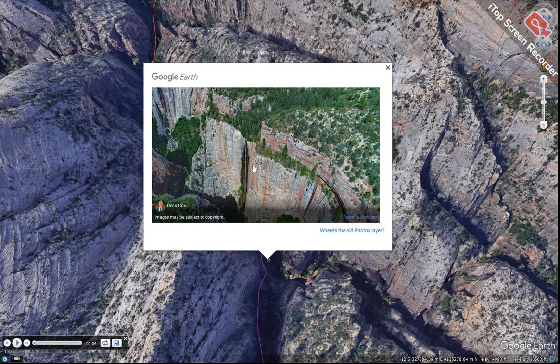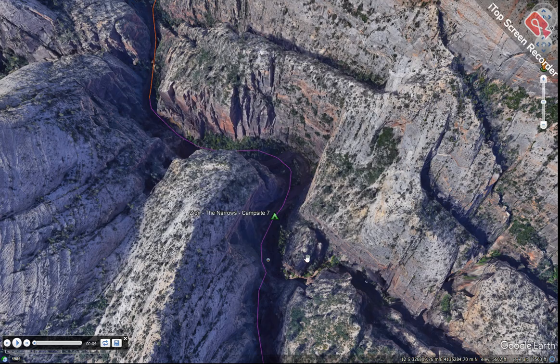Oh, looks like somebody got a drone. By the way, drones are not allowed unless you get special permission and you have an FAA license. I know because I got busted one time. Oh, all right, that's a nice, pretty shot there. Wonder where that waterfall is. Anyway, moving on.